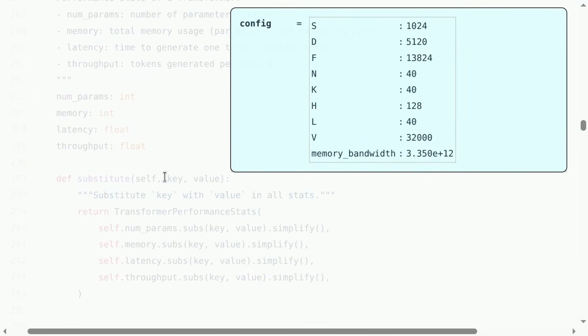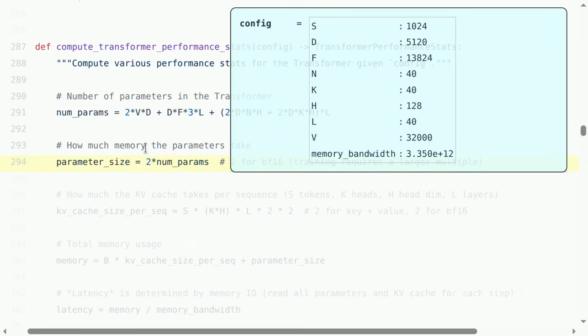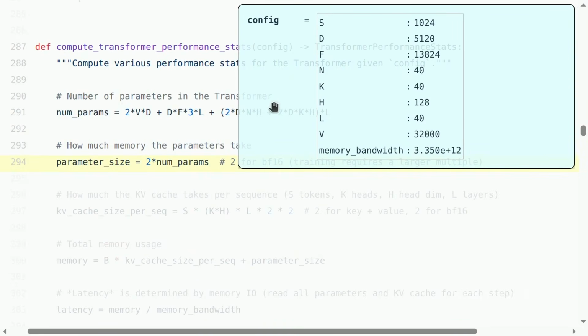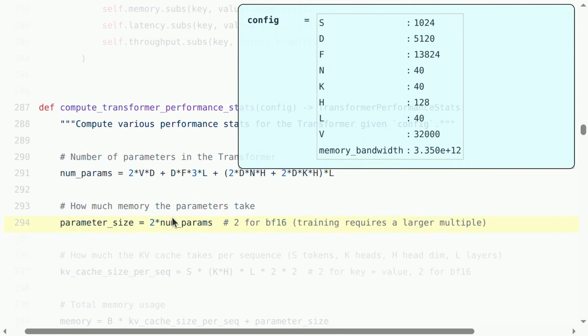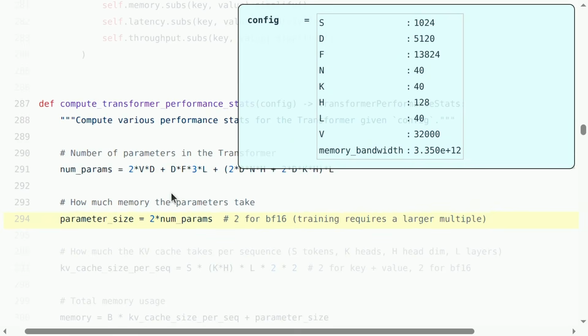And just what the statistics I'm going to compute are going to be: number of parameters, the memory usage, latency, and throughput. Okay, so first of all, what takes memory? So the parameters take memory. So we compute the number of parameters.